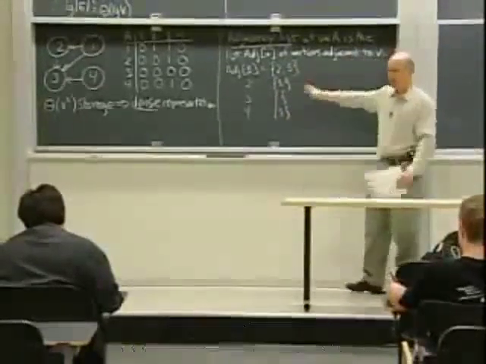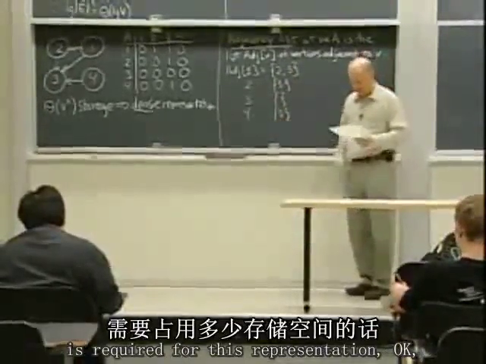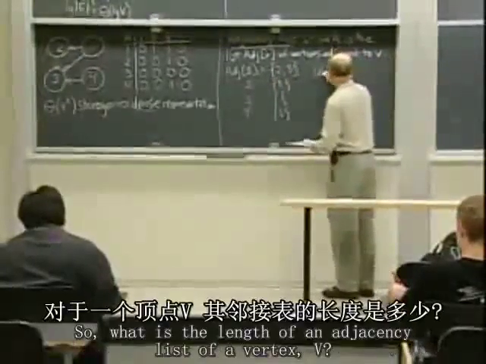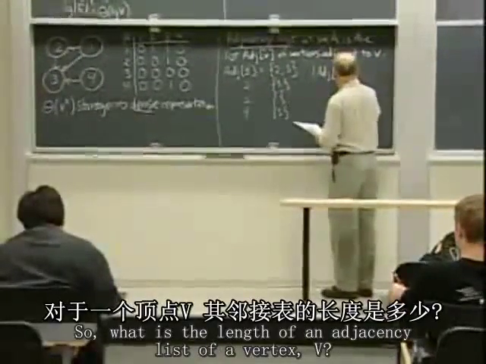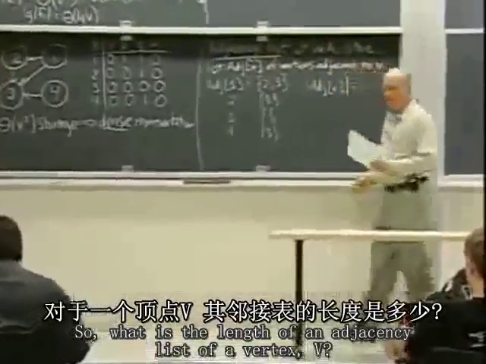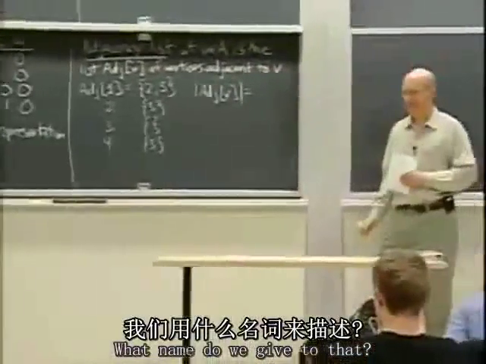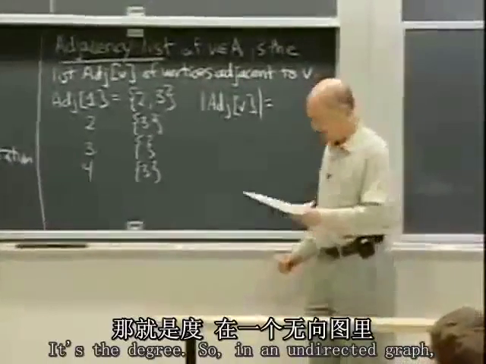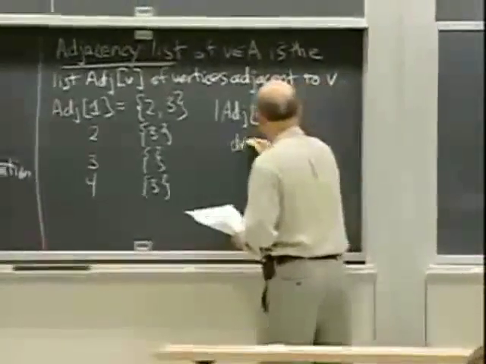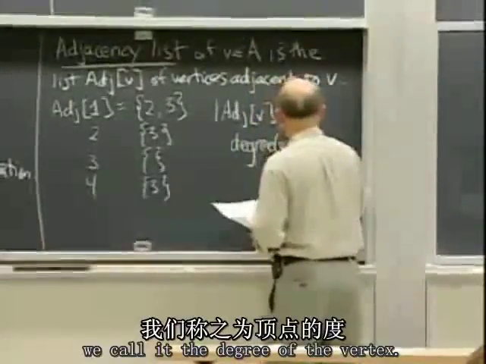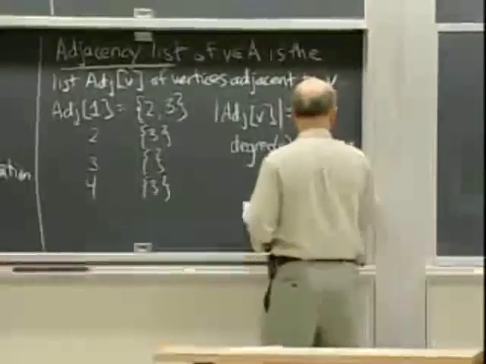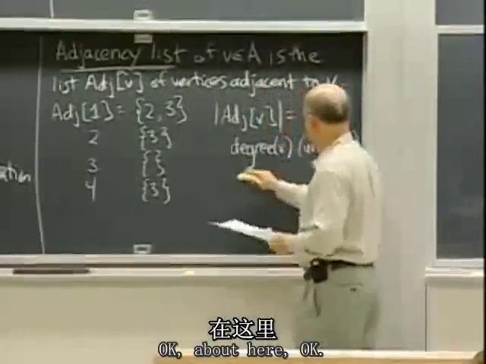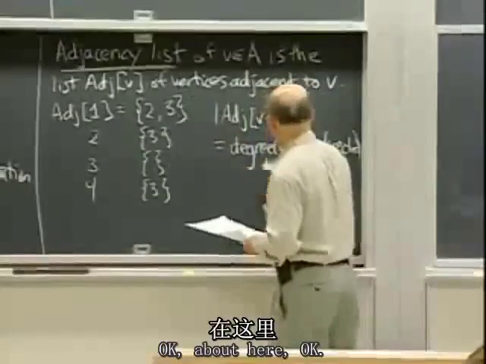Okay? So that's the representation. Now, if we want to figure out how much storage is required for this representation, we need to understand how long the adjacency list is. So what is the length of an adjacency list of a vertex V? What name do we give to that? It's the degree. So in an undirected graph, we call it the degree of the vertex. This is undirected. So that's in an undirected case.